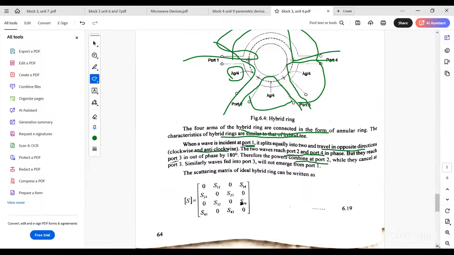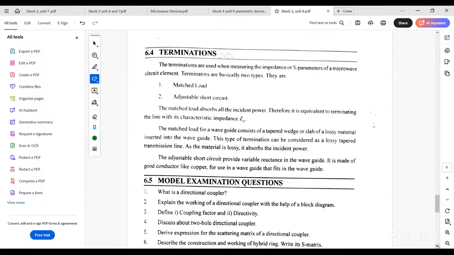Next topic is terminations. Why do we use these terminations? Terminations are used for measuring impedance. Impedance means Z. Here, impedance is denoted by Z, or else it is used to measure S parameters of the circuit elements. It is used in measuring the impedance or the S parameters of the microwave elements.